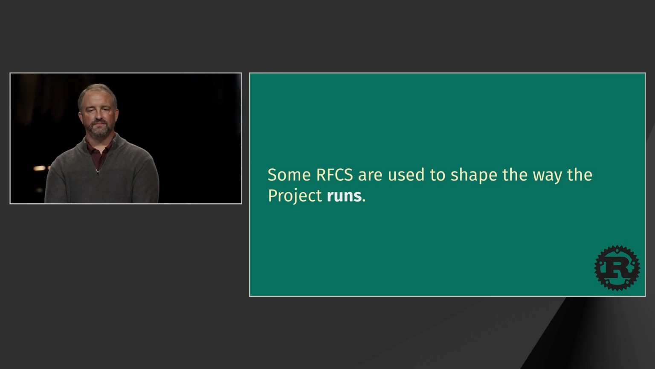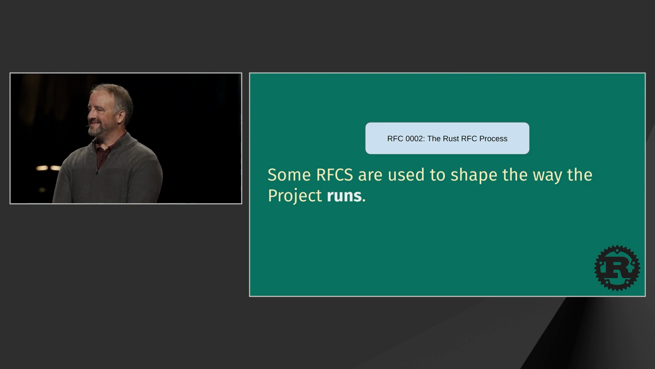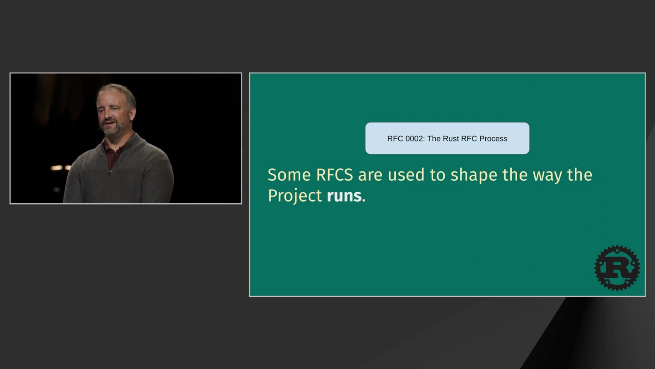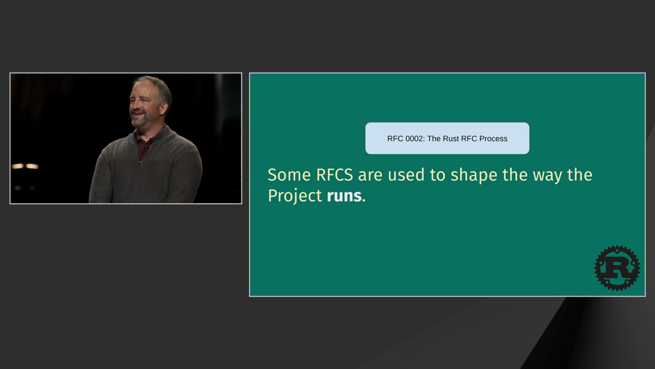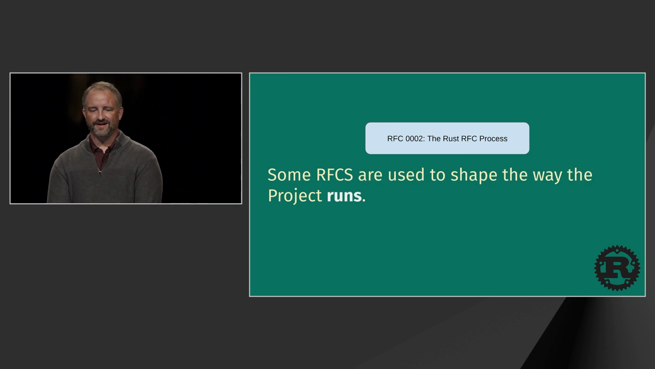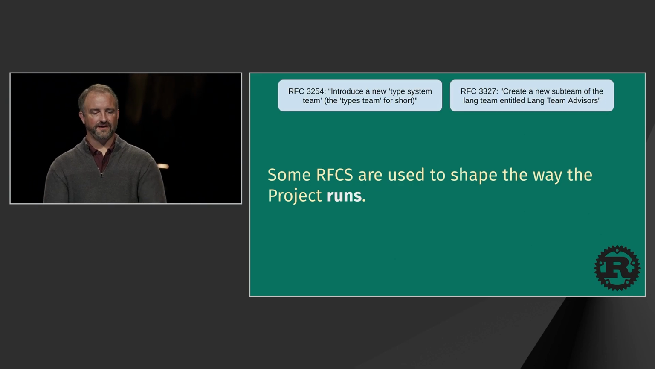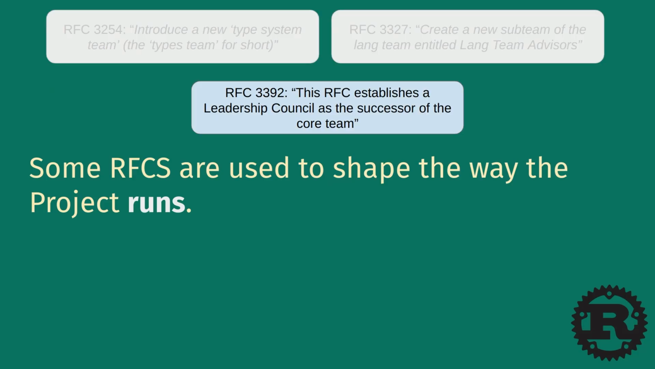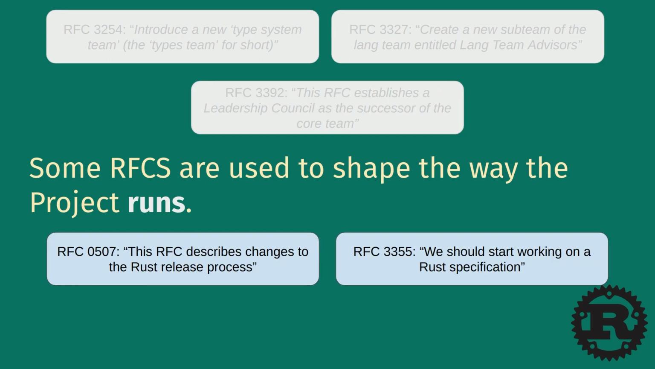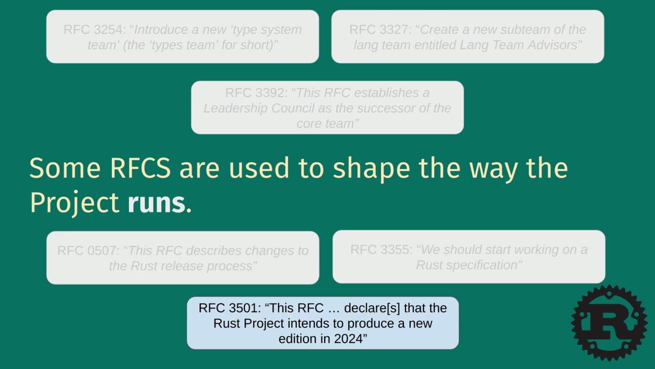Rust project runs. Maybe kind of the most meta thing about that is that the RFC process itself was established by an RFC. I think it's funny that was actually RFC number 2. So somehow we got RFC number 1 without having an RFC process. But yeah. So the RFC process was defined by an RFC, but then we've had other ones as well, like creating new teams, establishing the leadership council, like we talked about, changing the way the Rust release process works, deciding we should have a specification, or declaring that we intend to make a Rust 2024 edition. And these are the kinds of process RFCs that we might have. Okay.